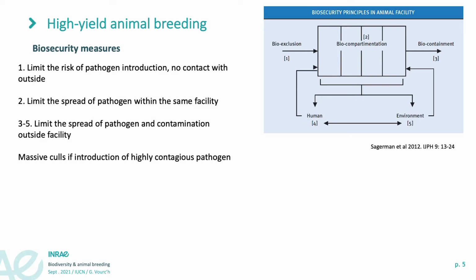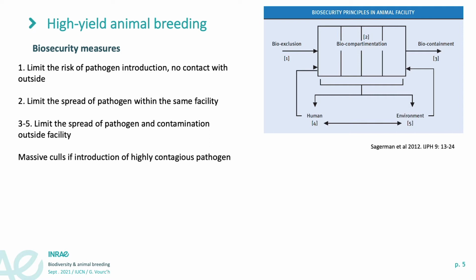To respond to such a risk, especially in high-yield animal breeding, biosecurity measures are put in place. The main objectives are to limit the risk of pathogen introduction, limit the spread of pathogens within the same facility, and limit the spread of pathogens and contamination outside of the facility. And when the pathogen manages to enter the facility, sometimes the response is to proceed to massive culling with highly contagious pathogens, such as what we have seen in avian influenza or again African swine fever.